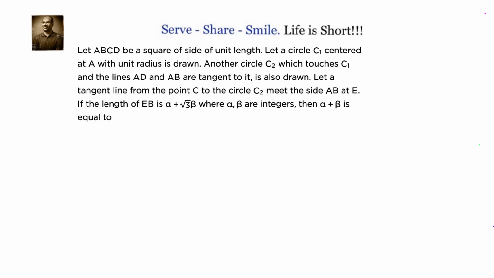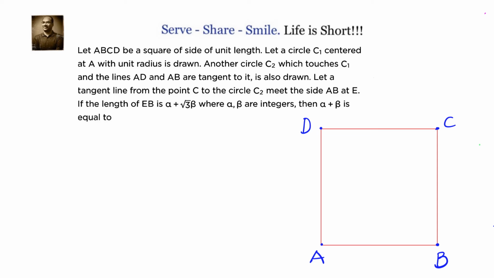Let ABCD be a square of side of unit length. That means we have a square ABCD whose side length equals 1. Let a circle C1 centered at A with unit radius is drawn. So, taking center as A and unit radius, we have to draw a circle. Now there is another circle C2 which touches circle C1 and also the lines AD and AB. Now let us try to draw this diagram and see how it looks.